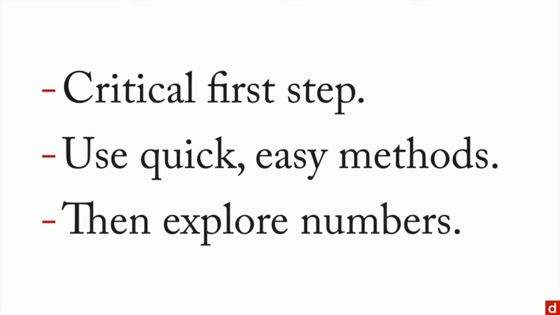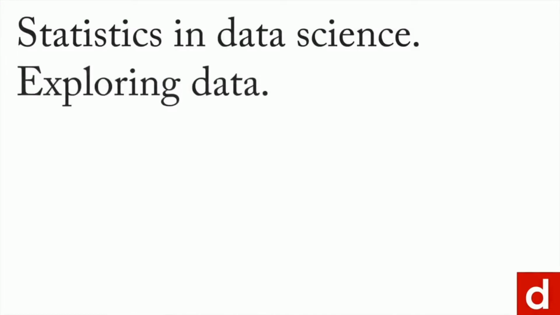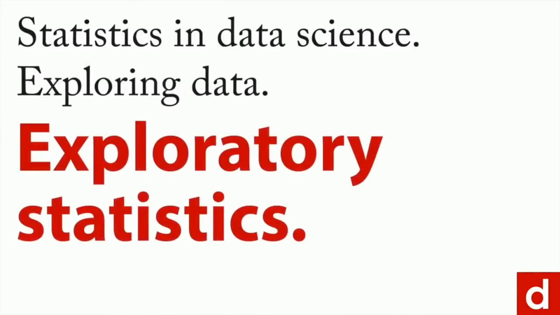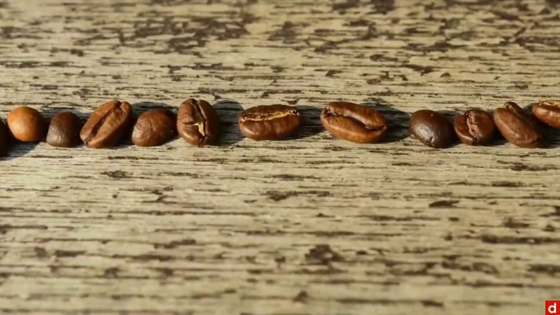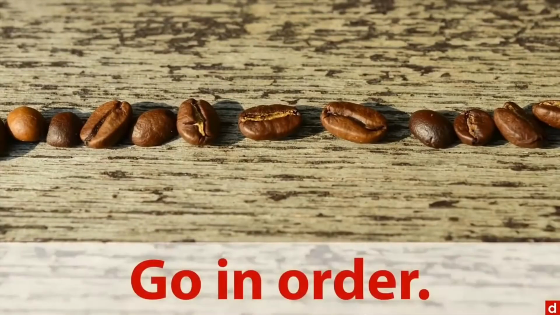data through numbers. The next step in statistics and exploring data is exploratory statistics, or numerical exploration of data. I like to think of this as go in order. First you do visualization, then you do the numerical part. And a couple of things to remember here. Number one is you're still exploring the data. You're not modeling yet, but you are doing a quantitative exploration.